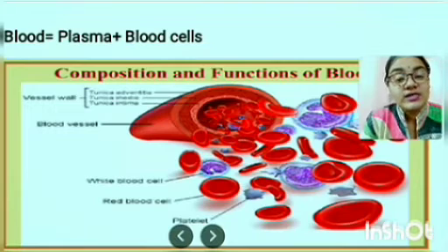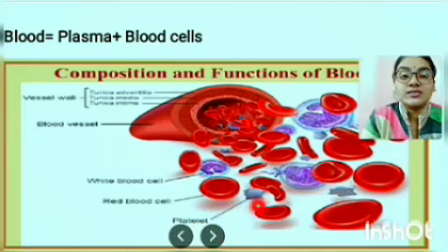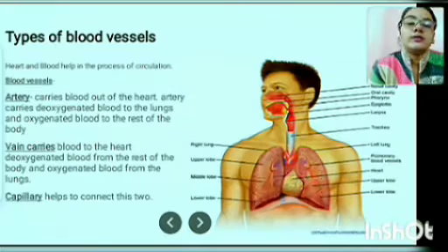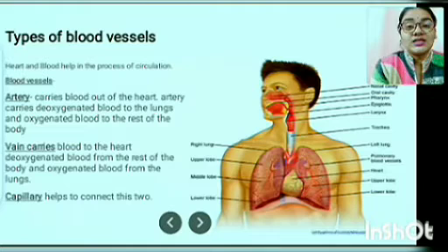So what kinds of blood cells are found within the blood? They are white blood cells, red blood cells and platelets. These three important types of blood cells are found within our blood. I have already mentioned that there are several blood vessels which also help in the process of circulation. What are the blood vessels? Mainly the blood vessels are of two types: one is artery and another is vein.